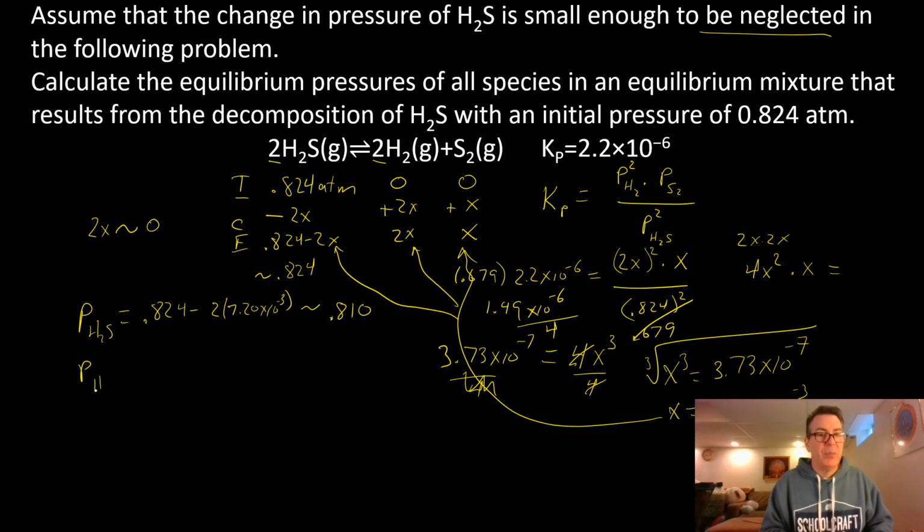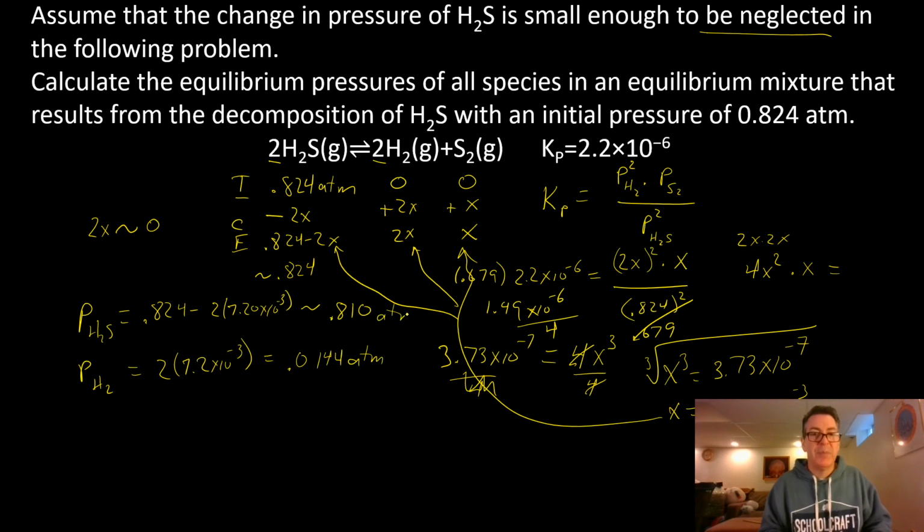And then we'll do the same thing for the pressure of H2. We don't square it here. We square it when we're plugging it into the equilibrium constant expression. But here it's just the plain old concentration of that, or partial pressure rather, in this case. So we'll take the 7.2 × 10^-3 and double that to get that atmospheric pressure, 0.0144 atmospheres there. These are all in atmospheres when you do this in partial pressures.